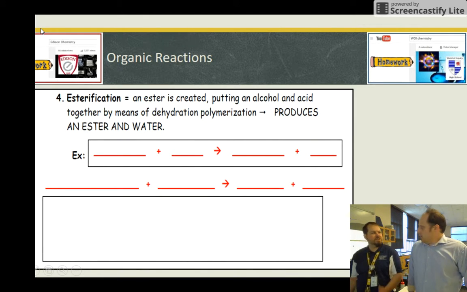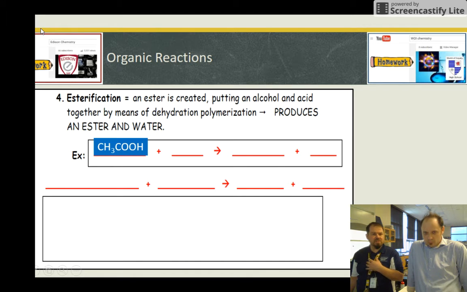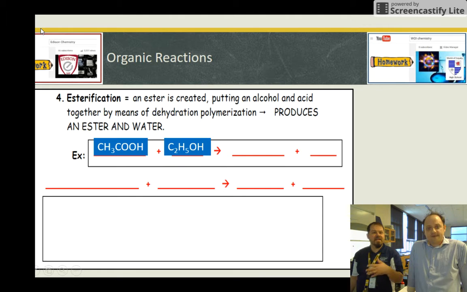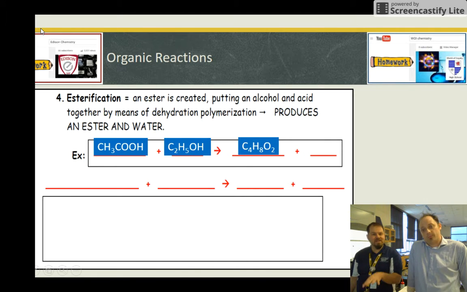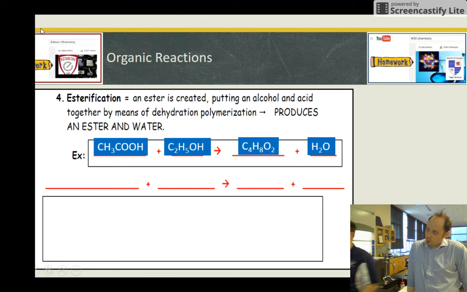Now, esterification means I'm going to make an ester. And it just so happens to be a dehydration. So I'm going to take this organic acid. I see the COOH. This is acetic acid in this case. And then I'm going to take an alcohol. It's got an OH functional group. Ethanol in this case. And I'm going to, of course, make now an ester and water. And real quick, before we go anywhere, I'm going to show you: the acid loses an H, and the alcohol loses an OH, and that's where I get the water from.